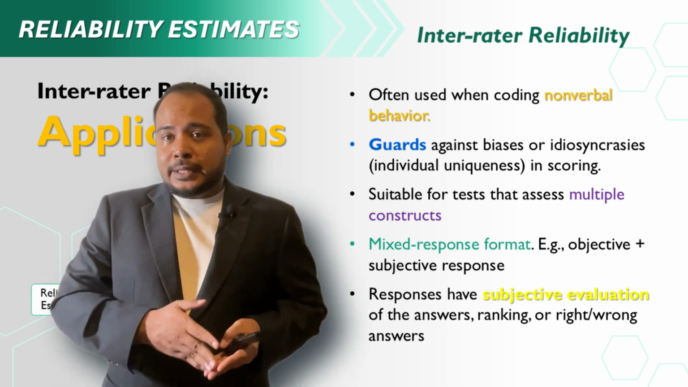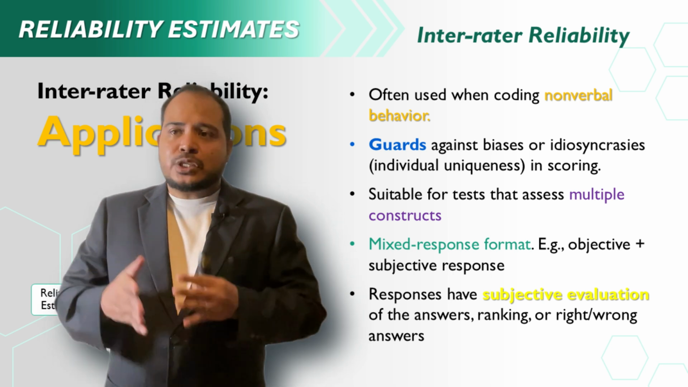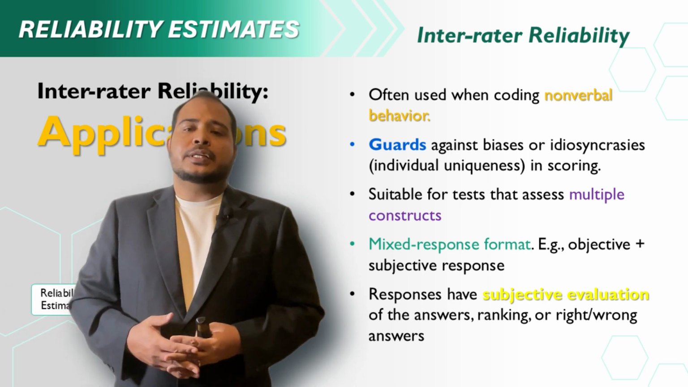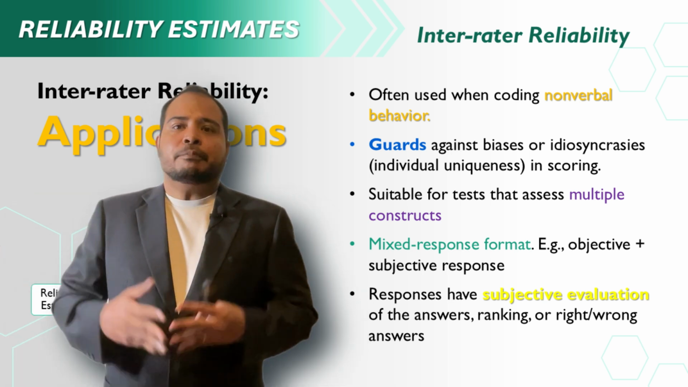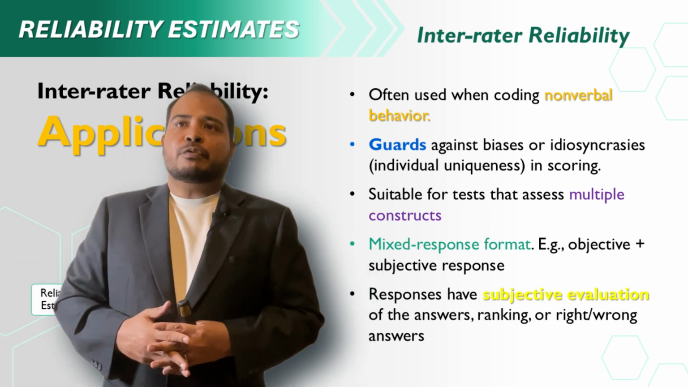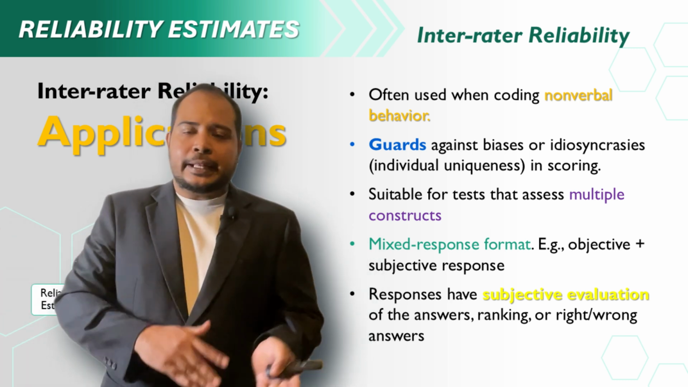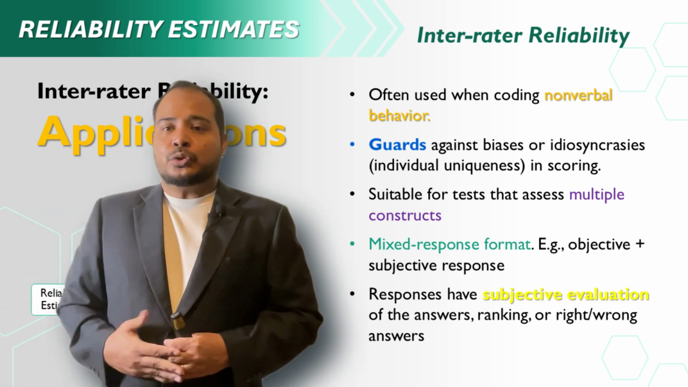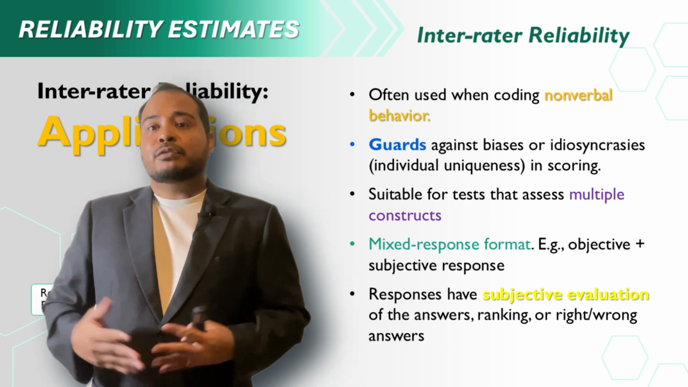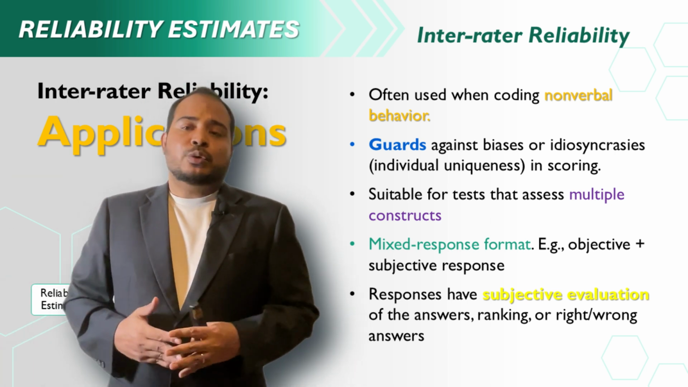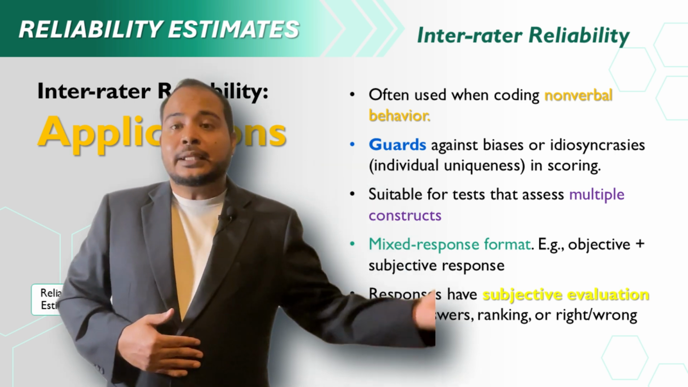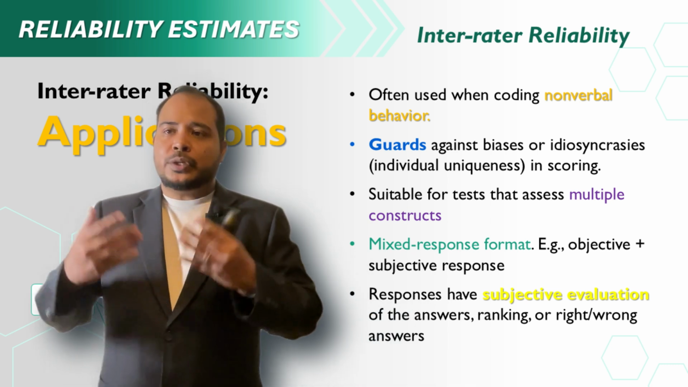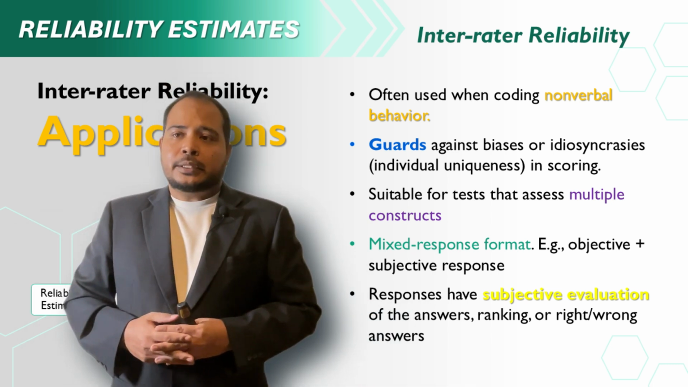This type of reliability estimate is suitable for tests that assess multiple constructs, as in the examples I gave just now. There are tests that have multiple response formats, multiple types of response, open-ended, closed-ended, and so on. The other methods will not be able to establish reliability for these unless you can develop alternate forms. Otherwise, you are not able to establish the other three types of reliability: internal consistency, test-retest, or alternate forms. So you can use the inter-rater reliability estimate.